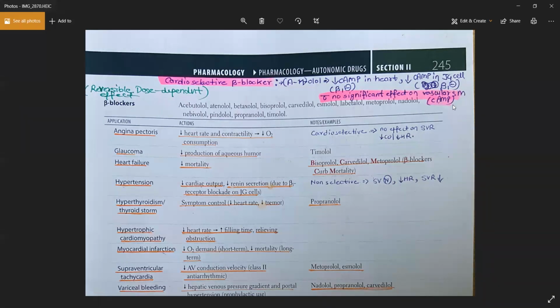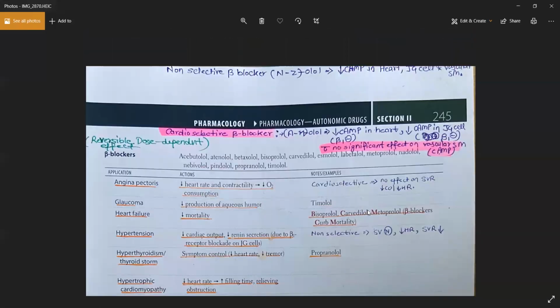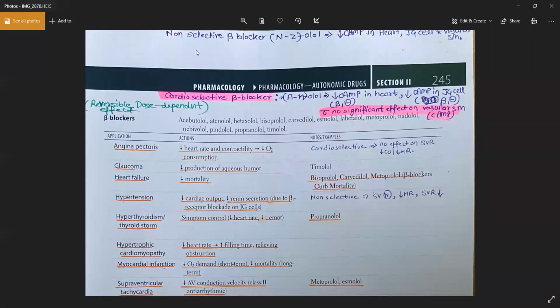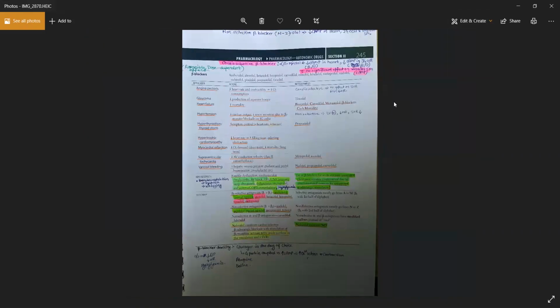Okay, and if you give the patient non-selective beta blockers, what can happen? The cyclic AMP in the heart will decrease, the cyclic AMP in the JG cell will decrease, and you will also get vascular smooth muscle contraction. Very important, you will get increased peripheral vascular resistance in case of non-selective beta blockers. Step 1 will ask you, so please remember these facts.